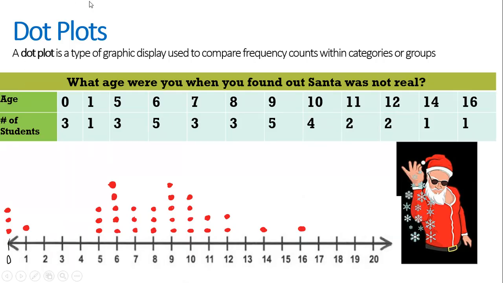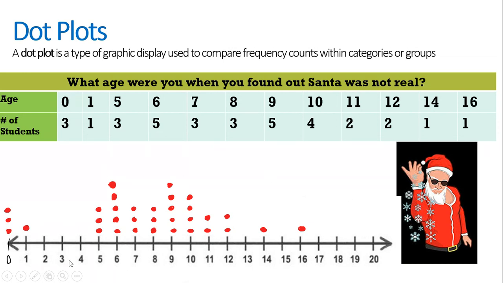So you can see that we're taking the 3 students at age 0 and doing 3 dots above that 0. First, we had a number line, right, in order to create our dot plot, and then we made a dot everywhere that data value occurred. So there was 1 value at age 1, so I'm going to put 1 dot there. The next age was 5, so I'm going to go over to 5 on my number line and do 1, 2, 3 dots because there was 3 students at age 5, and so on and so forth.